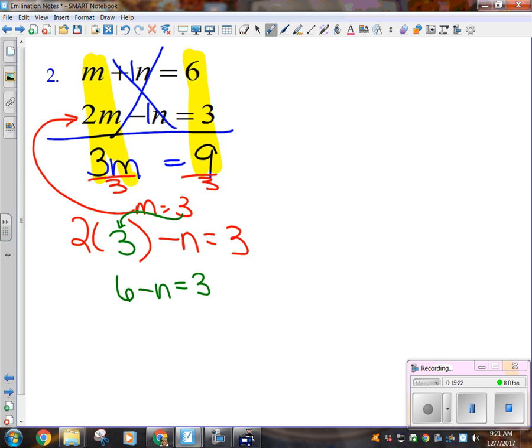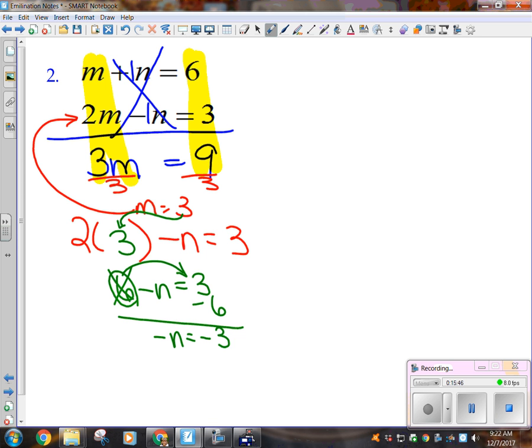How do I solve? I'd probably keep n. I'd probably move the 6 over. What happens to 6 if you move it over? It becomes a negative. That's a negative n is equal to negative 3. So 3 m equals 2 is not the answer.